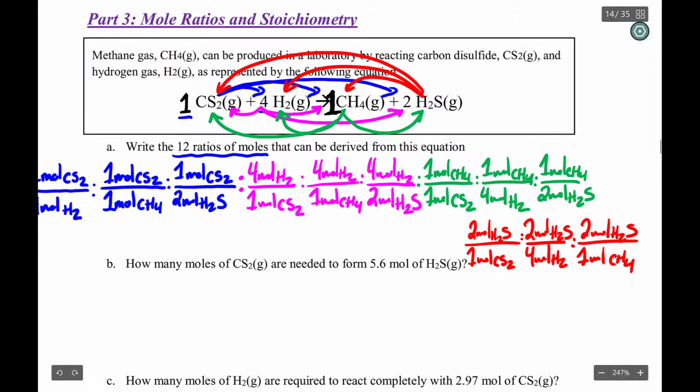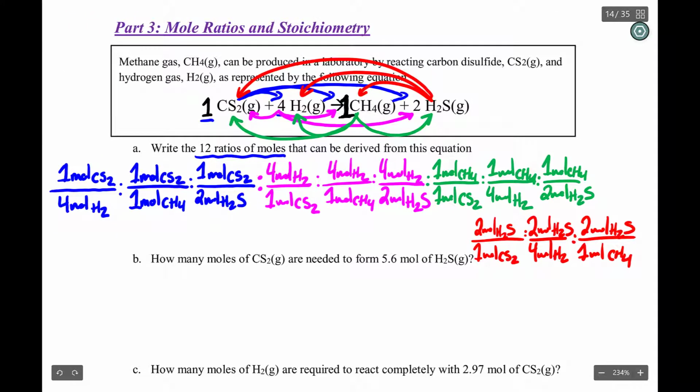So from a given question like this, I could literally ask hundreds of different questions using different amounts, using different mole ratios. So that's what a mole ratio is. A ratio is a fraction, and these are fractions using the coefficients, which will allow you to compare amounts of substances in a chemical reaction. Every stoichiometric calculation must include at least 1 mole ratio.